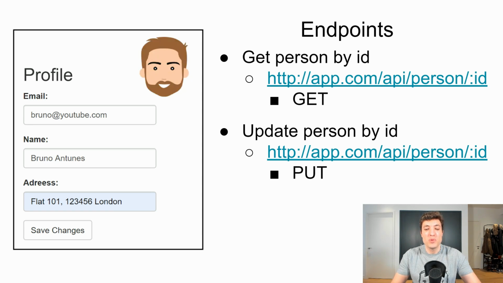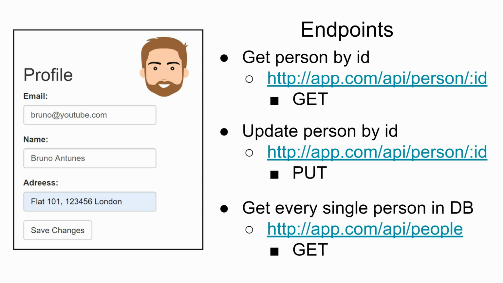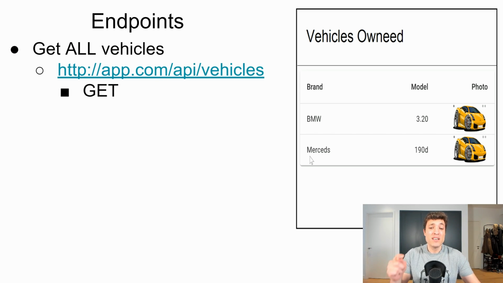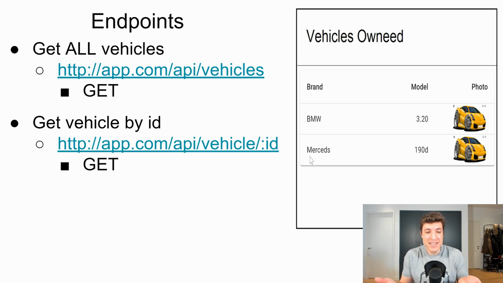And if we want to do that, we will need to have an endpoint like /API/people, and it's also a get. Then on the second page, we will need to have an endpoint to get all the vehicles. After that, if we click in one of the vehicles, we need to get the vehicles by ID.